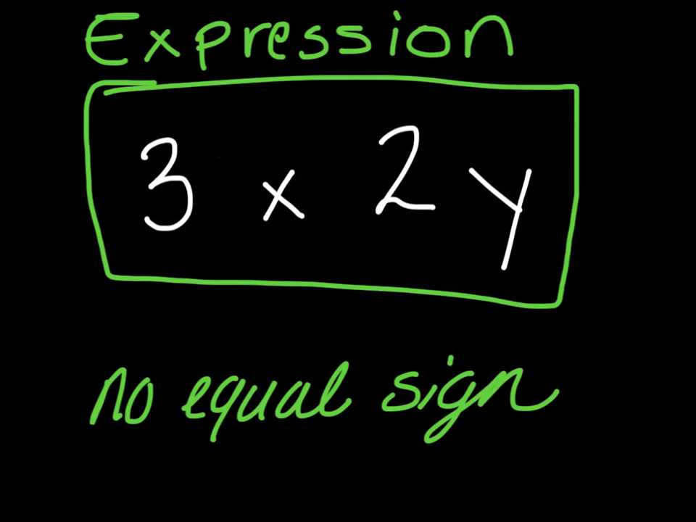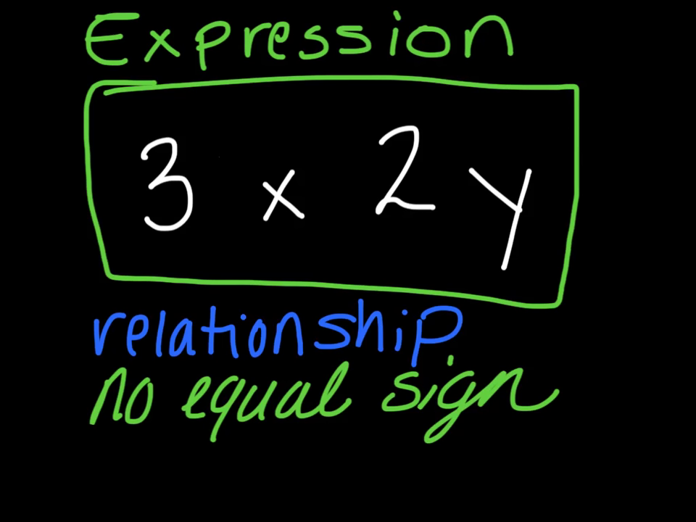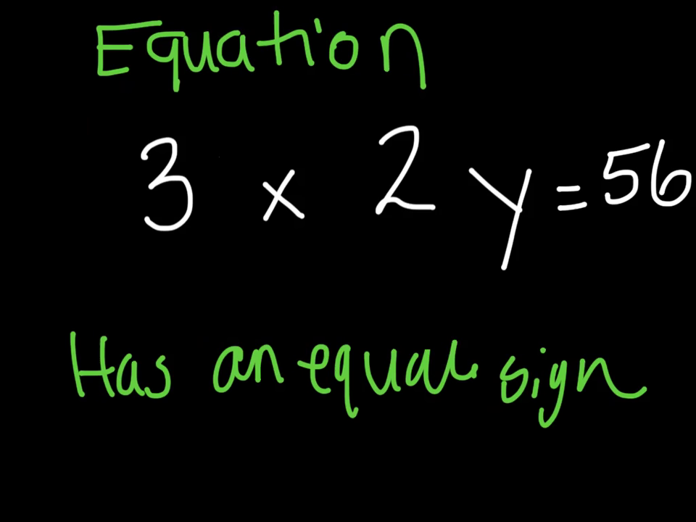If you remember from class and a few slides ago, I continue to refer to 3 times 2y as an expression, not an equation. The reason this is an expression is because there is no equal sign. It is just showing a relationship. So an expression shows a relationship between numbers and values, whereas an equation actually shows that the two expressions are equal. So an equation has an equal sign, an expression does not have an equal sign.